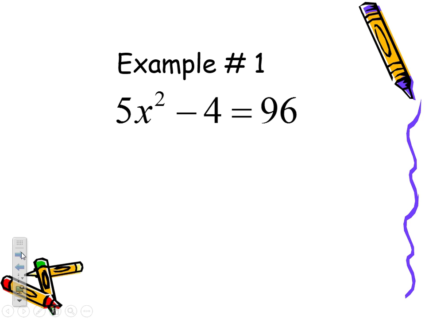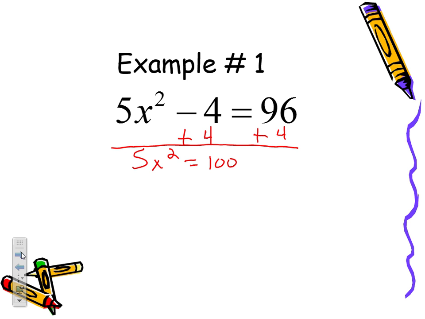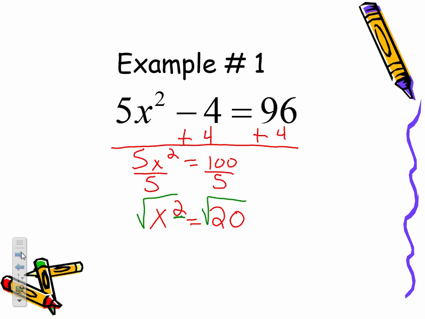So, first thing we're going to do here is we're going to add 4 to both sides. And we're going to get 5x squared equals 100. Now we have to get this x squared by itself, so we're going to take both sides and divide by 5, and we're going to get x squared equals 20. Now, to get rid of this square right here, we're going to take the square root of both sides.